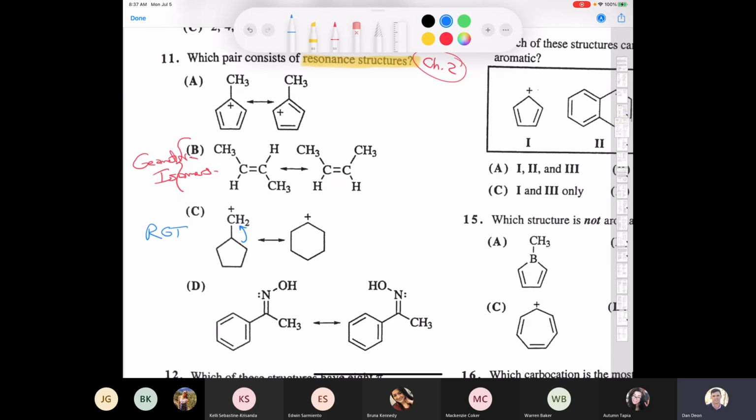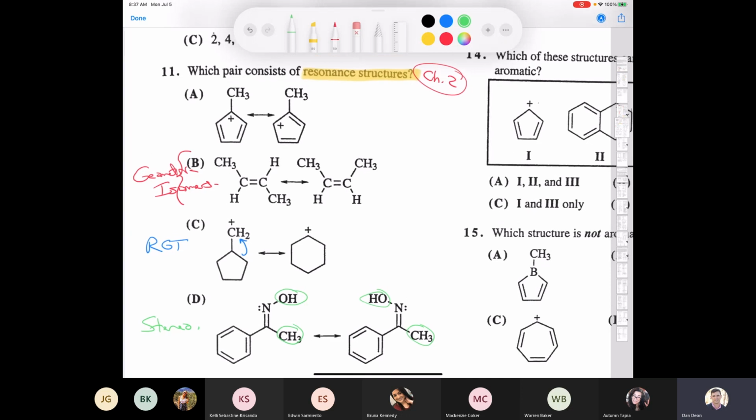And if we look at D, these are stereoisomers too, right? Just like the geometric isomers, which are stereoisomers. But if you look at D, you have the hydroxyl and the methyl group cis to each other here, and they're trans to each other over here. So these are also stereoisomers.